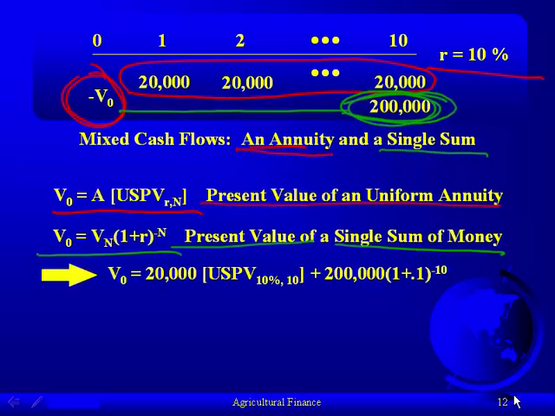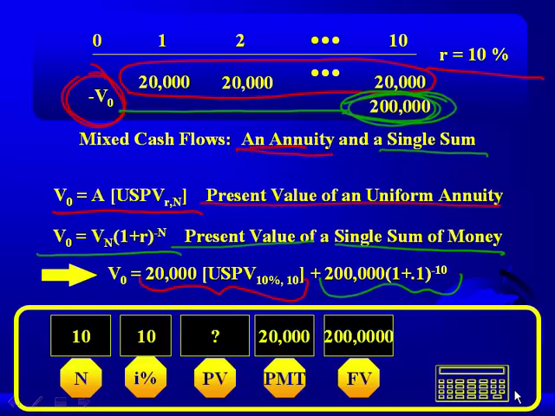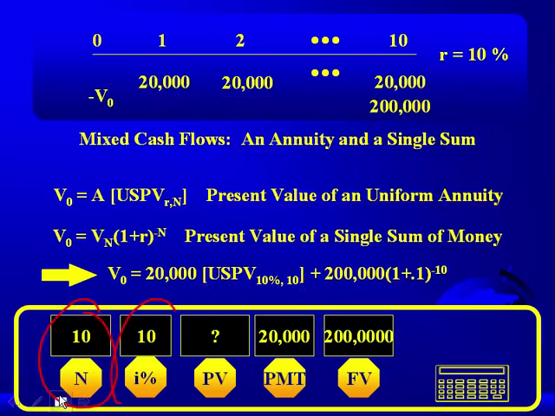Now, if we look at this, the first component is the present value of the uniform series of this $20,000 per year, and the second component is the present value of that single sum amount. If you have your calculators, I suggest that you plug this in to make sure your calculators will do this. What we have then is 10 years, 10% I. Notice that we have a $20,000 annuity. We also have a $200,000 future value. We compute it, and what is our answer?